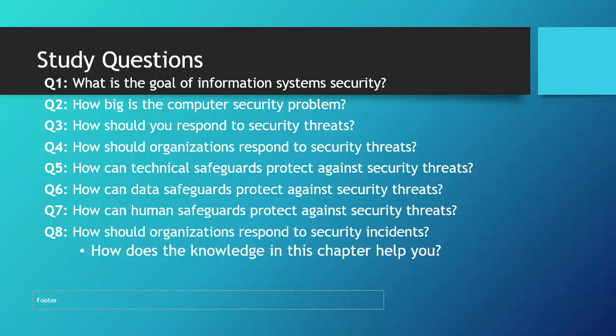And then overall, think about all the security information that you're learning and how it is going to help you in your career or even applying for a job. Let's go ahead and get started. There's a lot of information to cover out of this chapter.